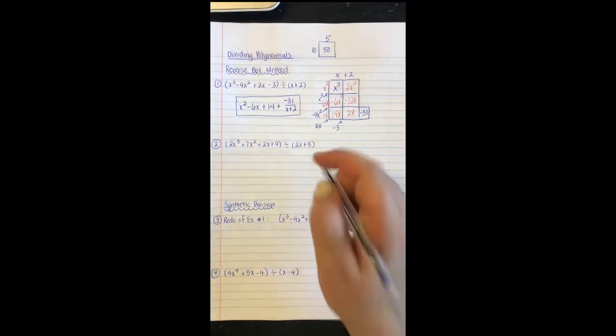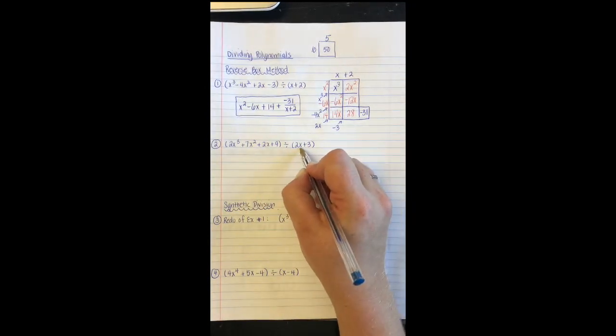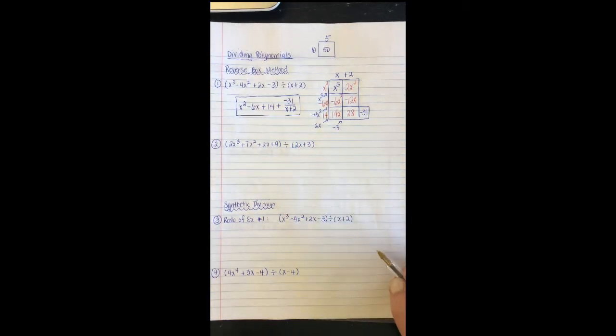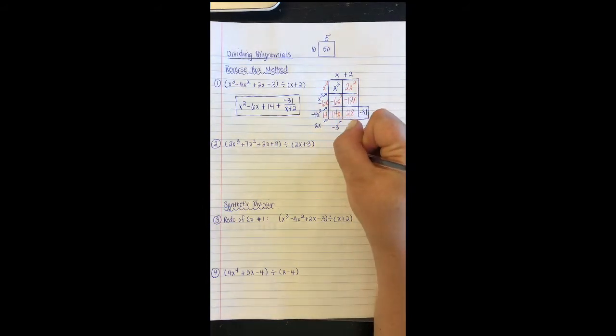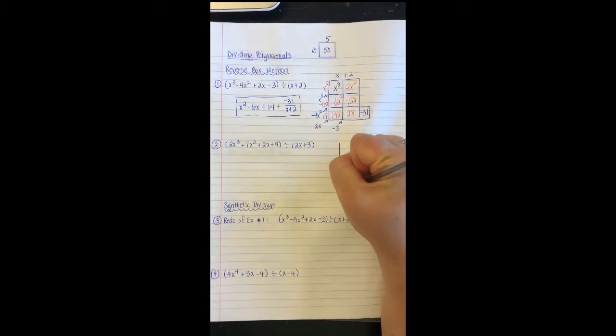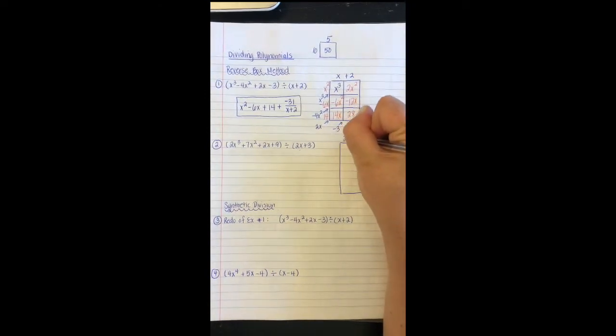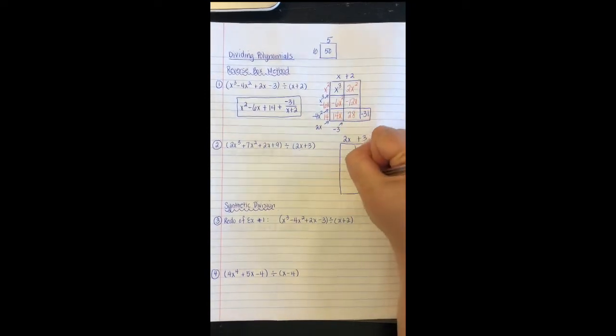So we go on to the next example, and because I'm dividing by 2x plus 3, this is one of those problems where I have to definitely use reverse box. I wouldn't be able to use synthetic division, which I'll get to in the next part. Similar to what I just did before, I'm going to make this nice long rectangle and put the divisor, 2x plus 3, on the top.